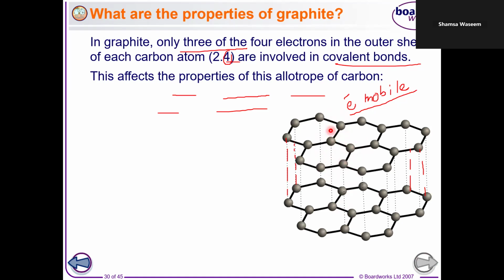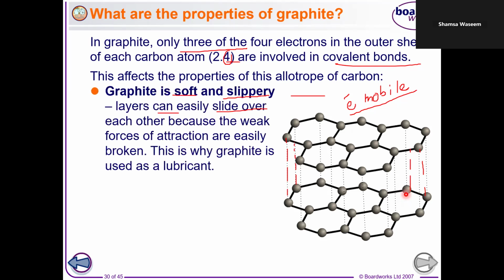Between the layers of graphite there is a weak force of attraction. There's a gap between the layers, so these layers can slide over each other. Therefore graphite is soft, not hard, and it can be used as a lubricant. We can see that these layers can slide over each other because of the weak force of attraction between the layers. So graphite is soft and slippery. This is why graphite is used as a lubricant.